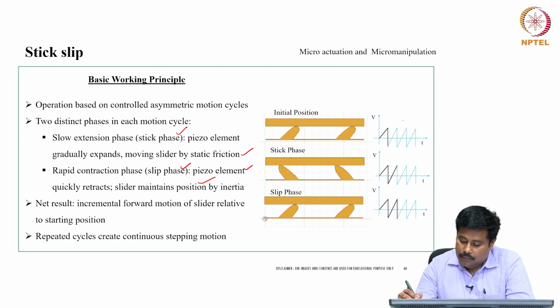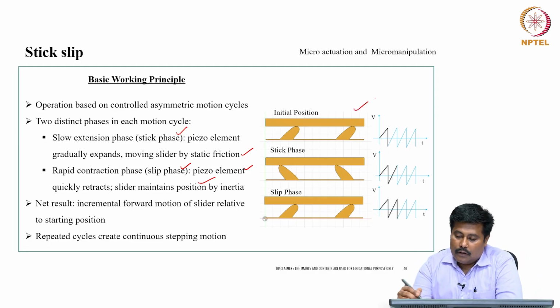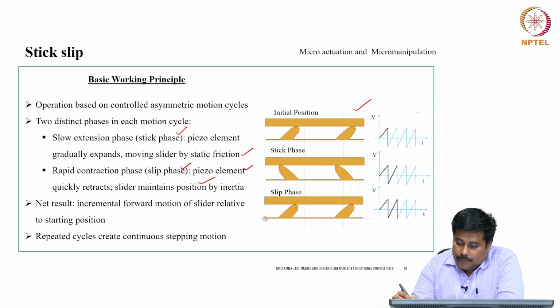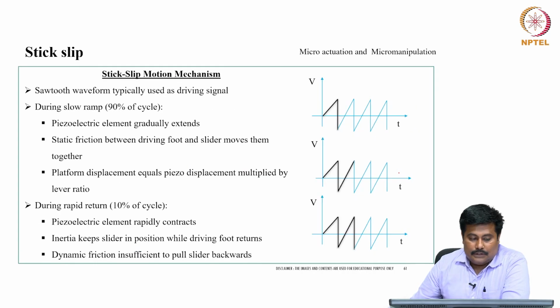If you observe here, this is the overall configuration of a stick slip actuator and this is the overall configuration of the features. In this particular case, we have an increase in voltage and then a slip is observed, and then in the stick phase again there is an increase and then a slip is observed in this system.